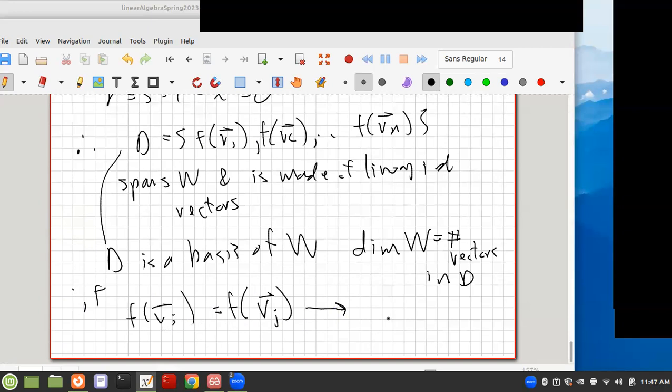The images here would be the same. That would imply that Vi equals Vj. So if I is not equal to J, if Vi is not equal to Vj, then they can't happen, because F is one-to-one, so Vi has to equal Vj. So none of these can be equal, because if any of these were equal, that would mean two of the vectors were the same, and they would be linearly dependent. So we cannot.